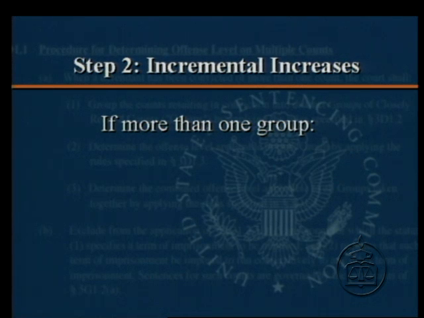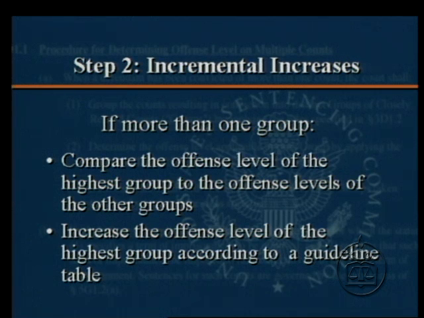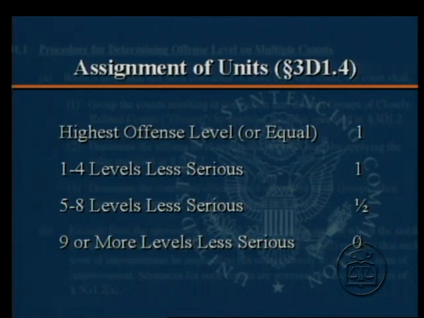If you have more than one group, what you want to do is compare the offense level for the highest group to the offense levels of the other groups. Then what you're going to do is increase that offense level of the highest group, that's always kind of your starting point, according to a guideline table that we give you at 3D1.4. Now when it comes to assigning units, your highest offense level, the count or the group of counts for your highest offense level, is going to get 1 unit. Anything equal to that is also going to get 1 unit.